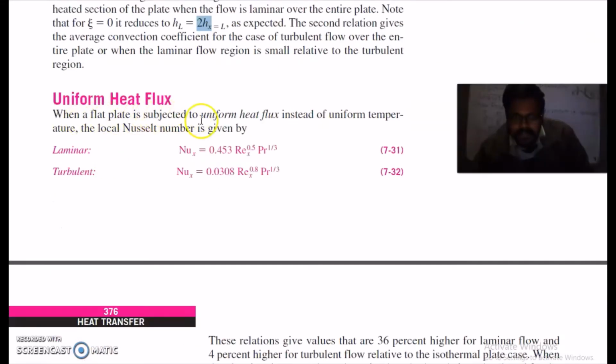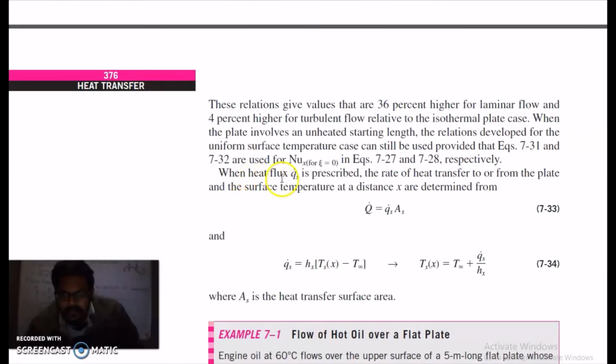When the flat plate is subjected to uniform heat flux instead of uniform temperature, the local Nusselt number is given by this relation. So when flux is prescribed, the rate of heat transfer to or from the plate and the surface temperature at a distance x are determined by this relation. You can find the surface temperature of the plate at any place by this relation.